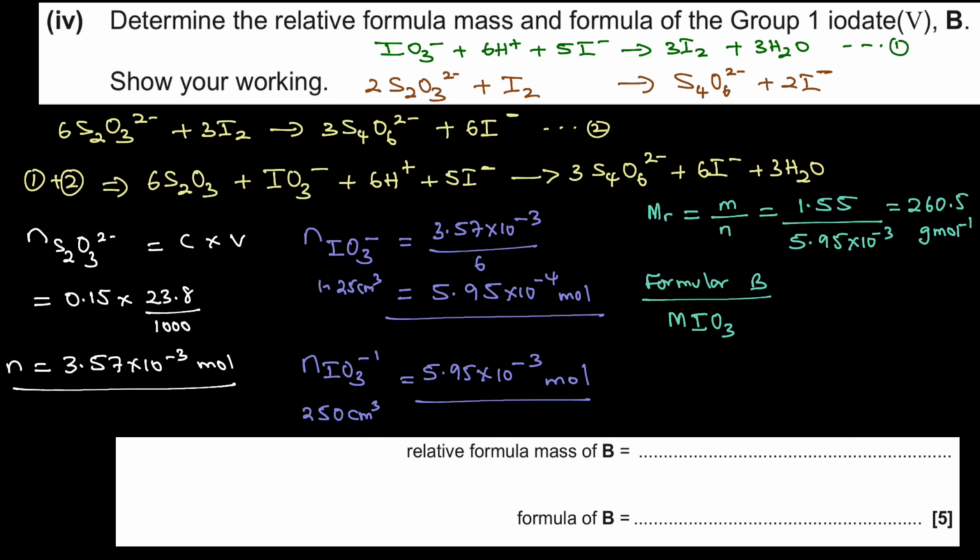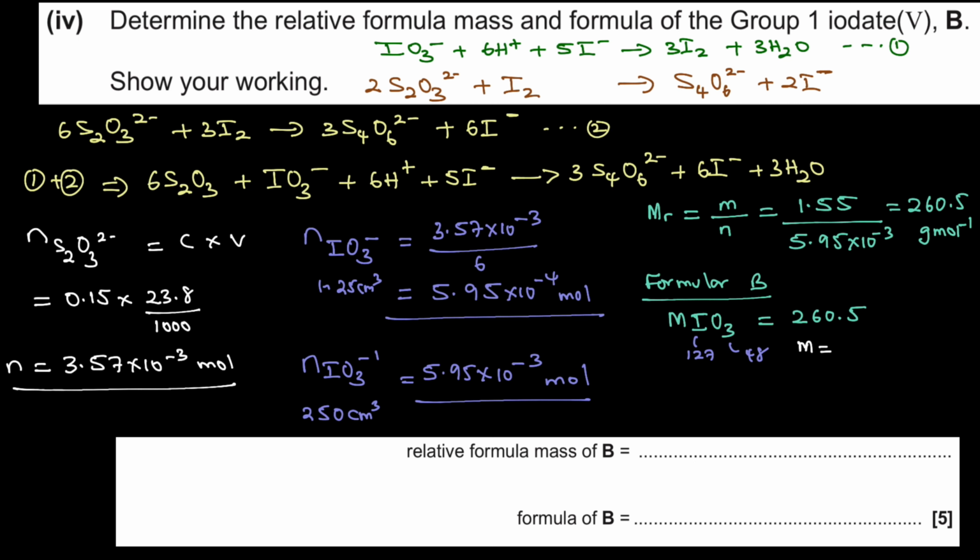Formula for B, MIO3, it's going to be group 1 because the IO3 is minus and group 1 is plus 1. That altogether adds up to 260.5. But we know the relative atomic mass of iodine is 127. Oxygen is 16 times 3 is 48. Let's put it there. If this is 127 and that is 48, now what do we get? Then we can find M easily.